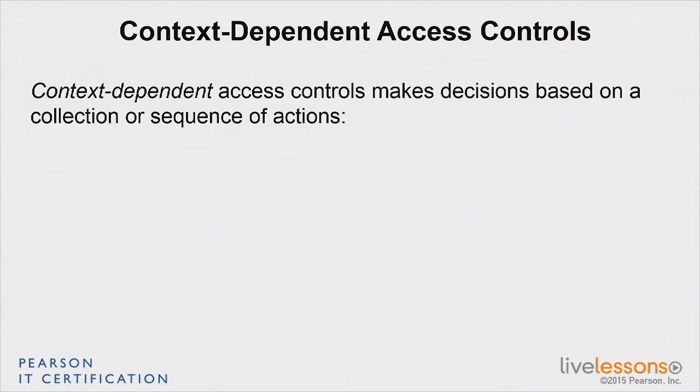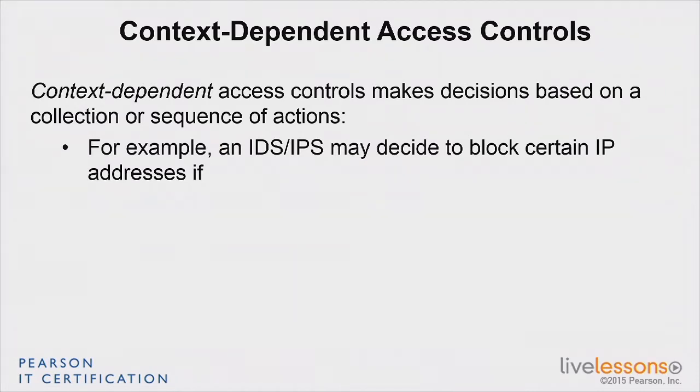Context-dependent access control makes decisions on a collection or sequence of actions. So, for example, let's say we have an IDS/IPS, and it may decide to block a certain IP address if a particular collection or sequence occurs. Now, these aren't rules because they're not hard and fast. These are very dynamic, and it depends upon the aggregation of what's happening to determine what the appropriate context-dependent access control would be. So let's look at an example.